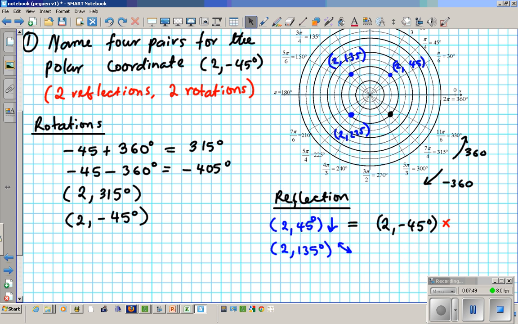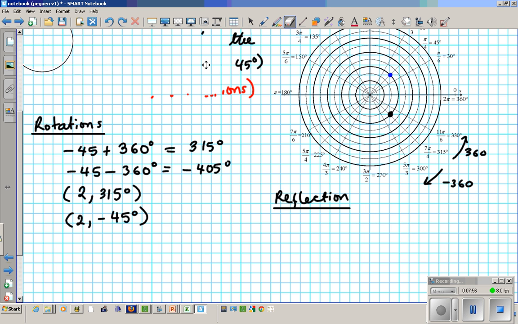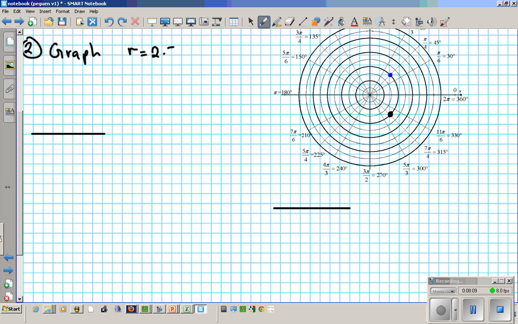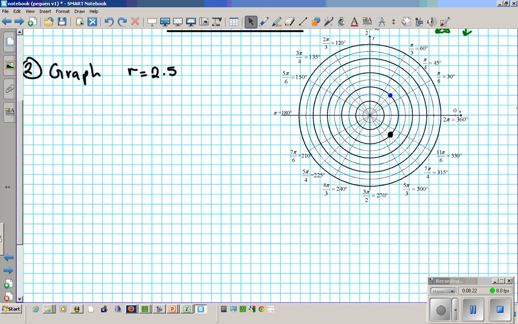Check this out. All right, number 2. Write it down. Graph r equals 2.5. So what does that look like? r equals 2.5 is just a circle. So find the point 2.5 on your graph, and then you draw the circle.